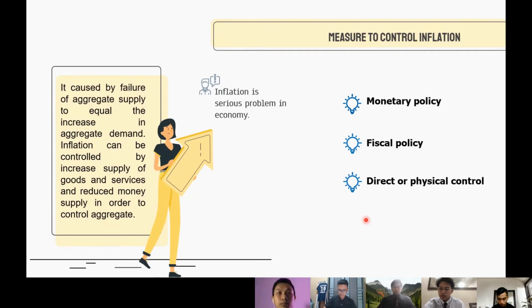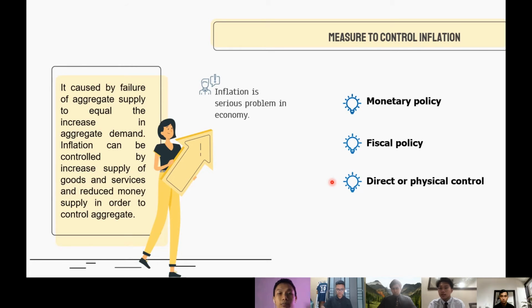Next, inflation is a serious problem in an economy. It is caused by the failure of aggregate supply to equal the increase in aggregate demand. Basically, inflation is an increase in the price level of goods and services over a period of time. Inflation can be controlled by increased supply of goods and services and reduced money supply in order to control aggregate demand. There are three main ways in which inflation can be controlled, which are monetary policy, fiscal policy, and direct or physical control.